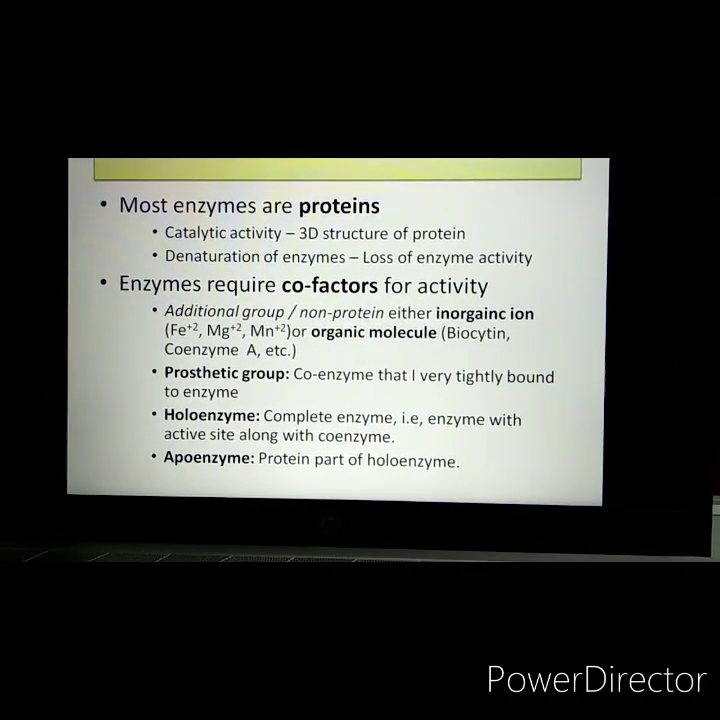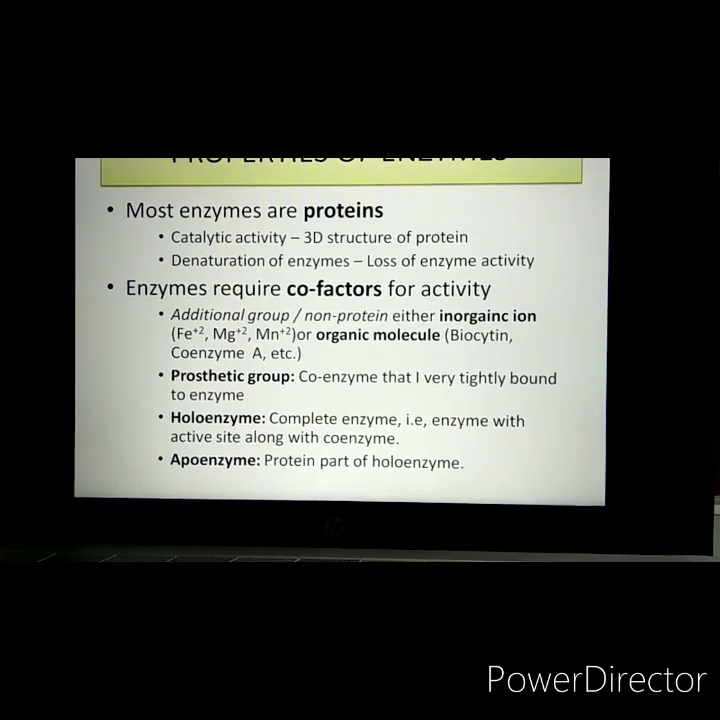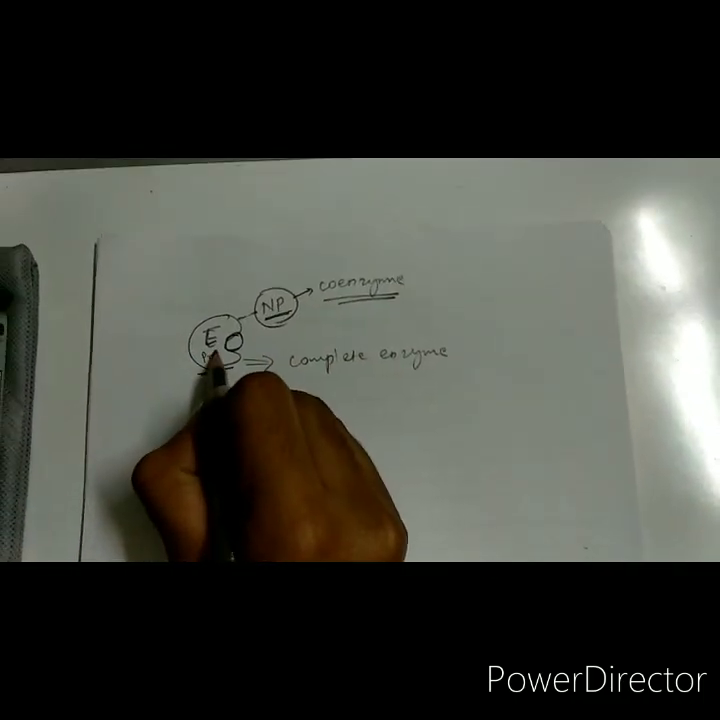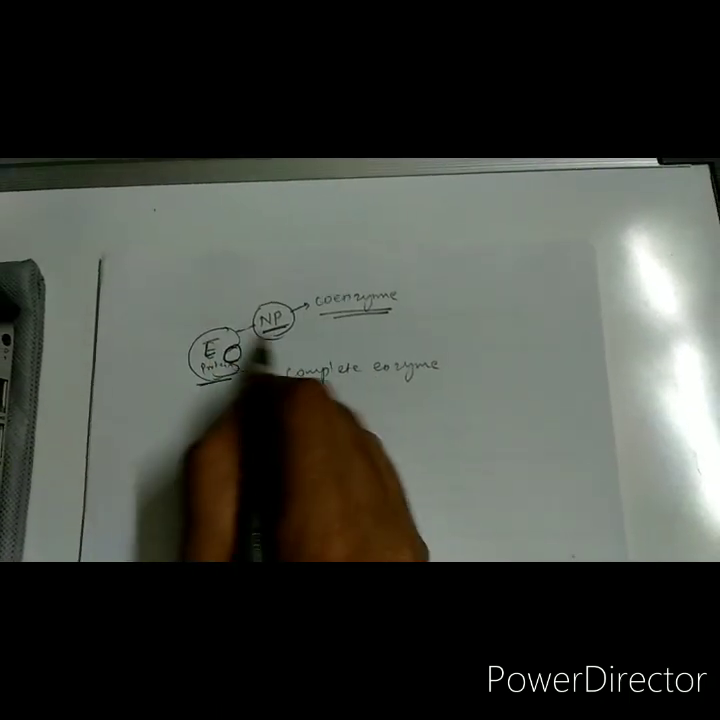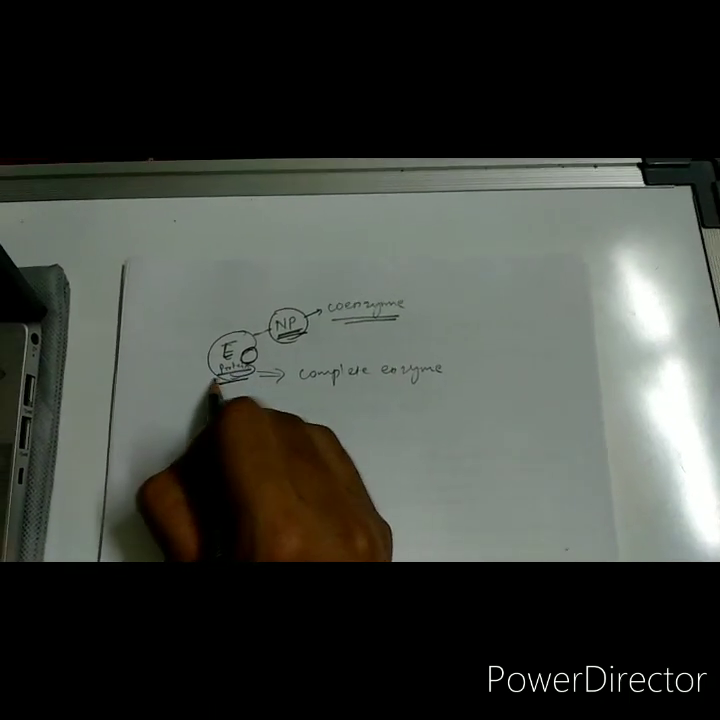So next is apoenzyme. These apoenzymes are the proteinous part of the holoenzyme. That is this, the protein part of the holoenzyme. This is the non-protein part and this is the protein part of the holoenzyme.